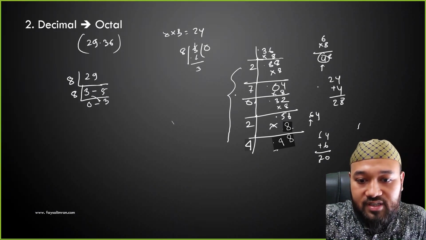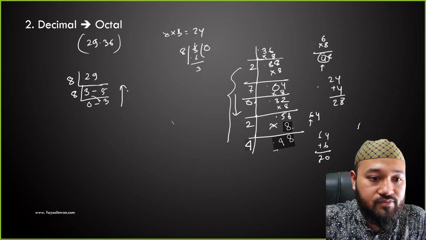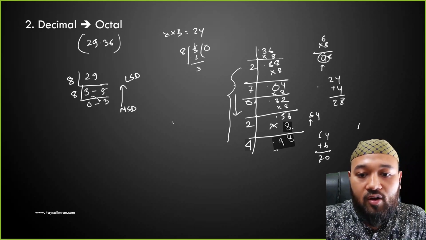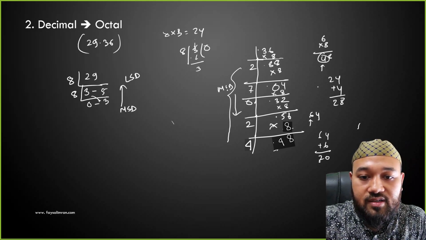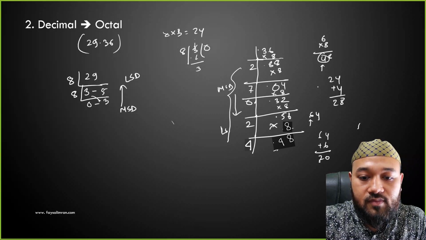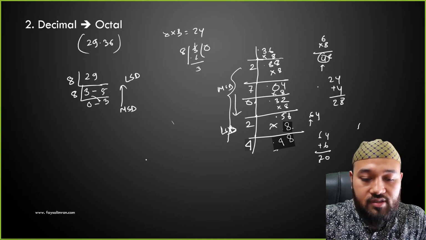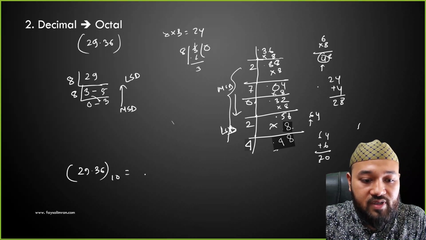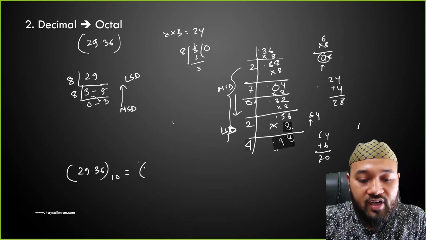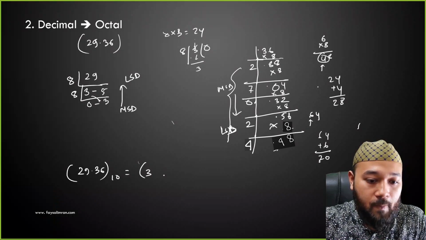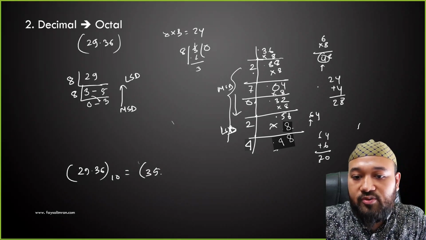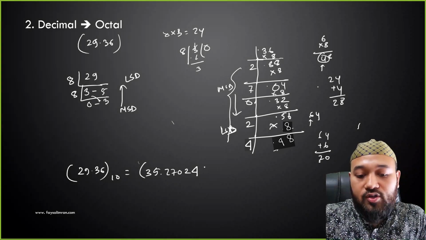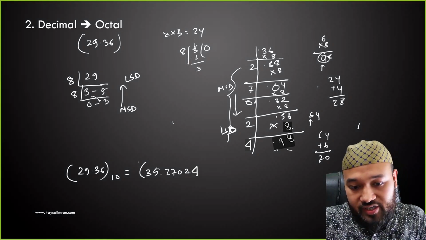How can we get our answer here? From here, these are MSD, most significant digit, and LSD, least significant digit, and also here MSD and LSD. So the result is 29.36. This is a decimal number and we get the result 35. This is 35 point, and we'll get 270.27021. So this result is not finished here, right?